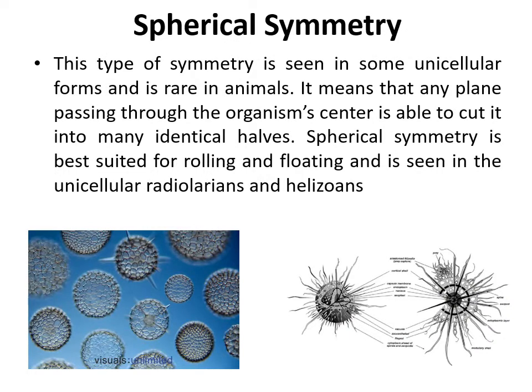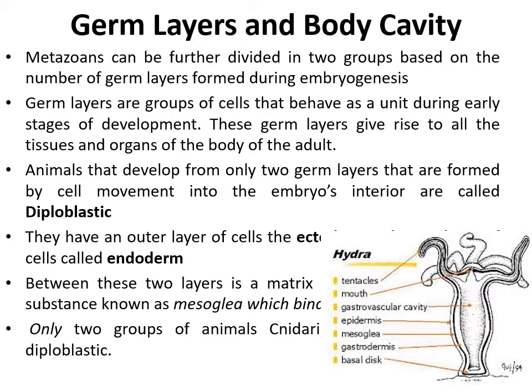Spherical symmetry is seen in some unicellular forms and is rare in animals. It means that any plane passing through the organism's center is able to cut it into many identical halves. Spherical symmetry is best suited for rolling and floating and is seen in unicellular radiolarians and heliozoans. Germ layers and body cavity.